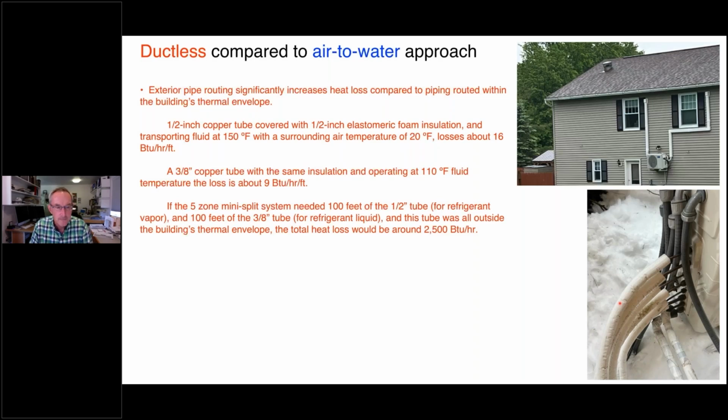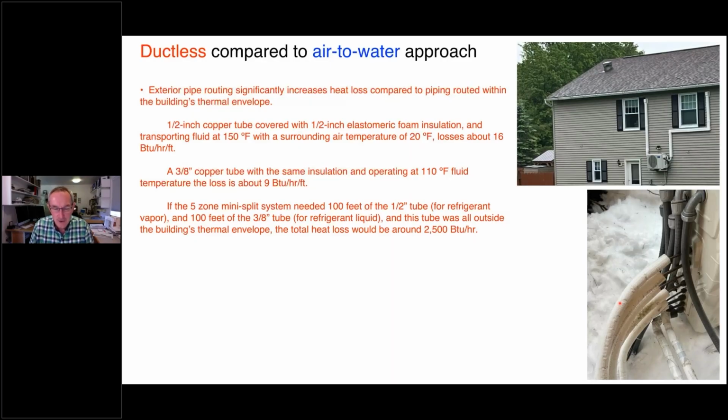So if we had a 5-zone system, and let's say collectively all 5 zones required 100 feet. Again, I'm picking a number. It's obviously not a guaranteed length. But if there was 100 feet of both of those tubes, we'd be losing about 2,500 BTUs per hour in heating mode under those assumed conditions, just by having that tubing outside. And obviously that is true loss to the outside.